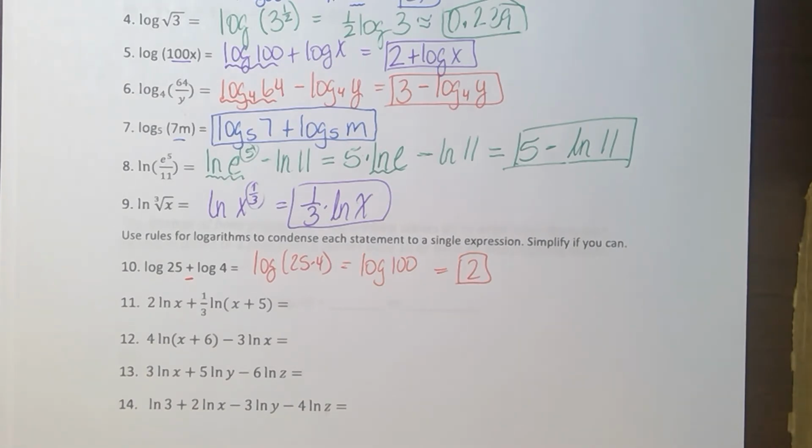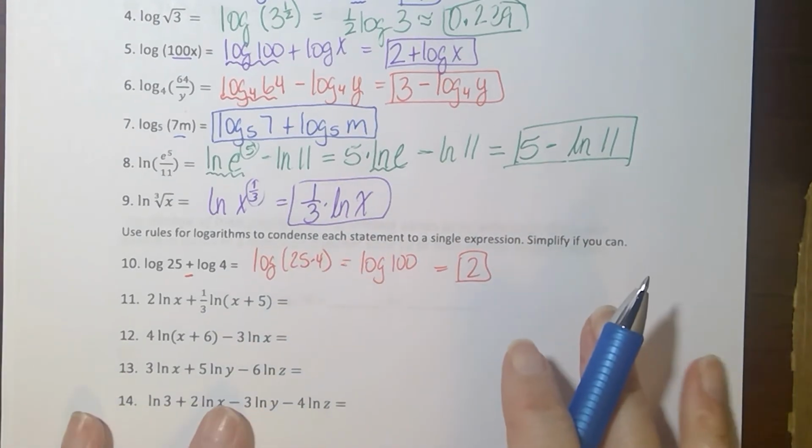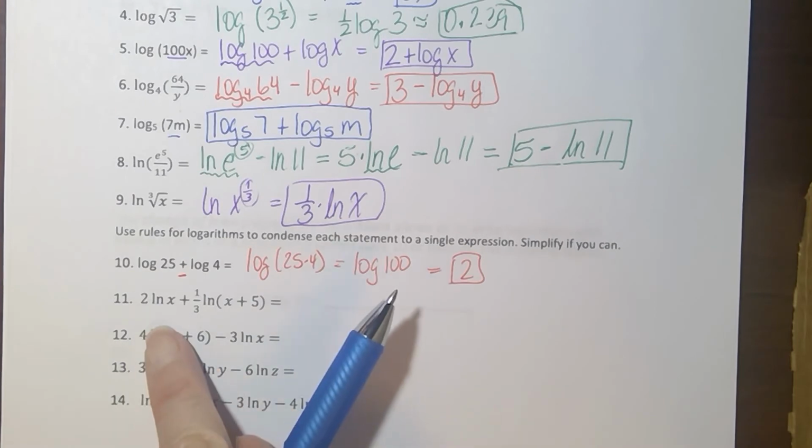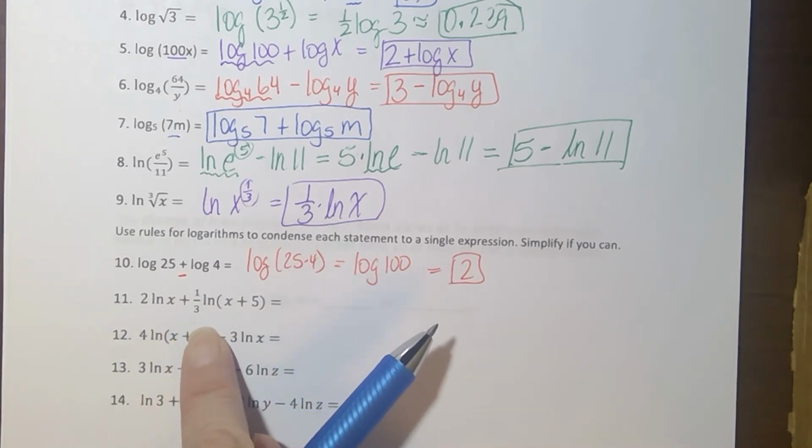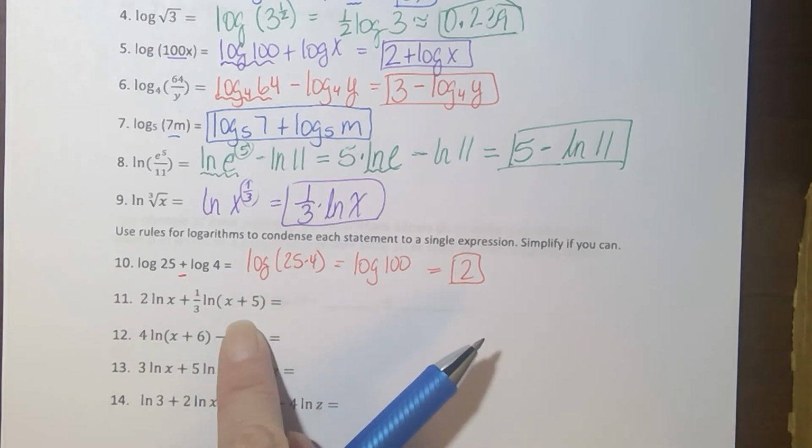Remember, though, that sometimes we can't simplify at all. Sometimes we're just rewriting in different terms. Let's look at this next one. Number 11 has 2 times the natural log of x plus 1/3 times the natural log of x plus 5.